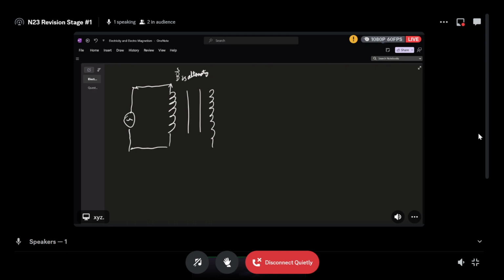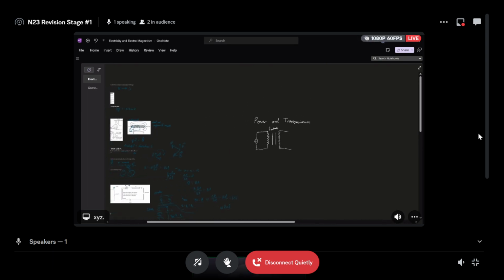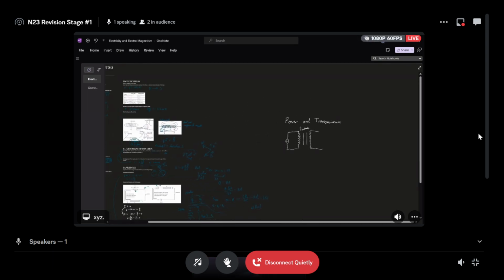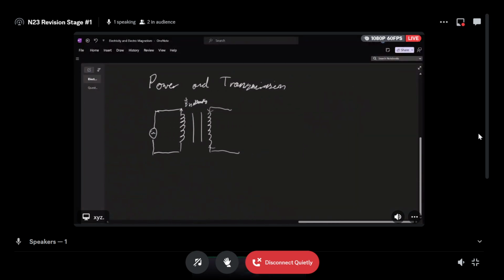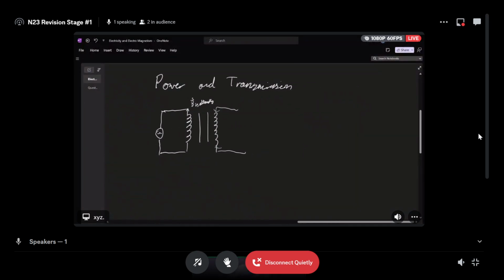And what this alternating magnetic field does is that it induces an EMF in the second coil such that it opposes the change of a magnetic field. Again, looking back at Lenz's law. So the alternating magnetic field from the AC source will induce an EMF in the secondary coil such that it opposes the change of a magnetic field that caused it.